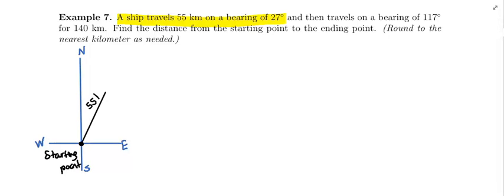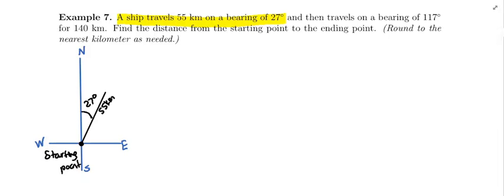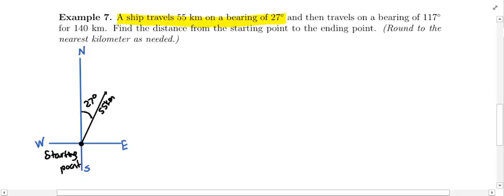Actually, let me move this. Let's go ahead and mark the angle here. Remember, we rotated from north to here, and this is going to be 27 degrees. But the length of this line segment is going to represent 55 kilometers. The length of the line segments when you do these problems represents the distance traveled. So the ship is now here. It's traveled the 55 kilometers.